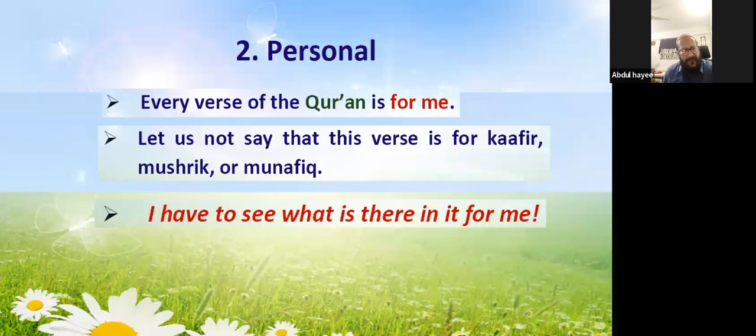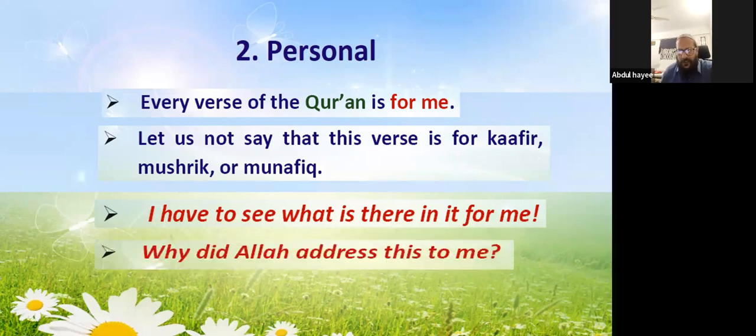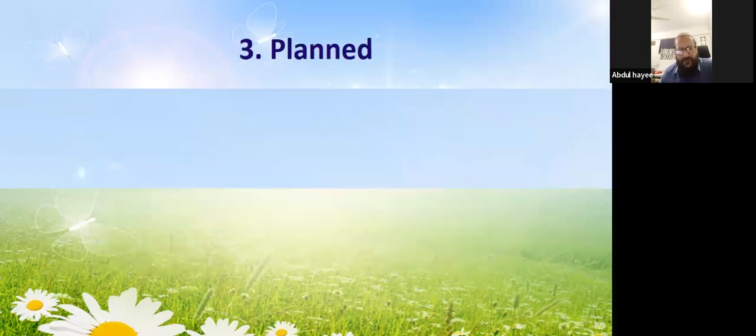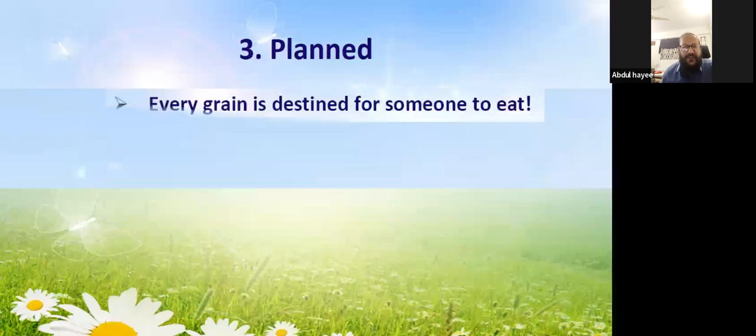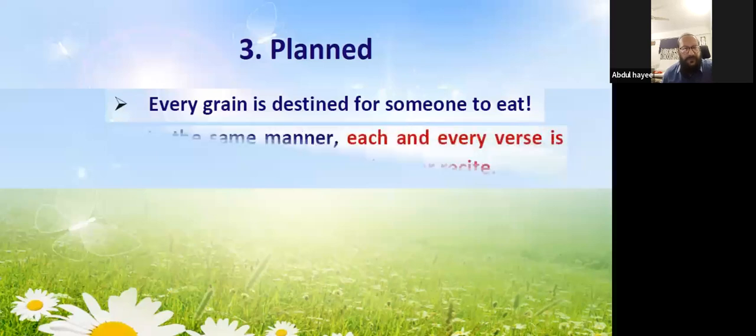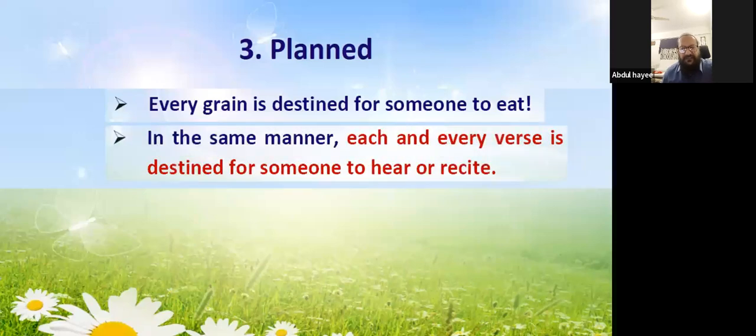Why has Allah made me hear this specific ayah or surah at this specific time? Maybe the Imam is reciting, or you yourself are reciting, or somebody else is reciting, or you read some ayah written somewhere. That is specific for that time. Why did Allah address this to me? Because it is related to this person. Every grain is destined for some person to eat. In the same manner, each and every verse is destined for someone to hear.